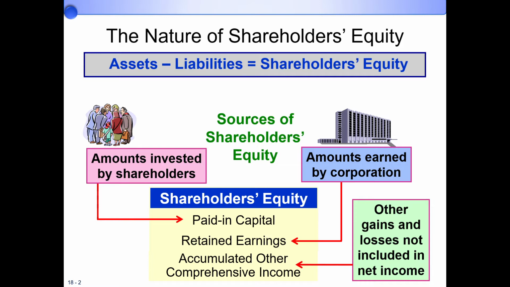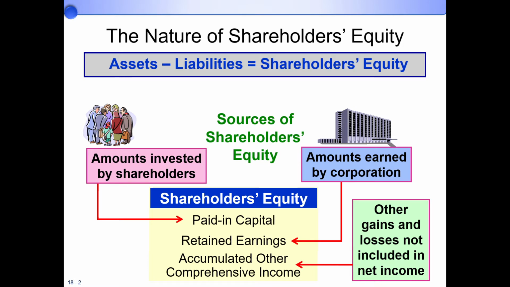The second component is called retained earnings. Retained earnings arise when a company makes a profit. Remember, profit belongs to the owner. Some part of the profit is given back to the owner, and we call that dividends. Those dividends belong to the owner and go back to the owner.